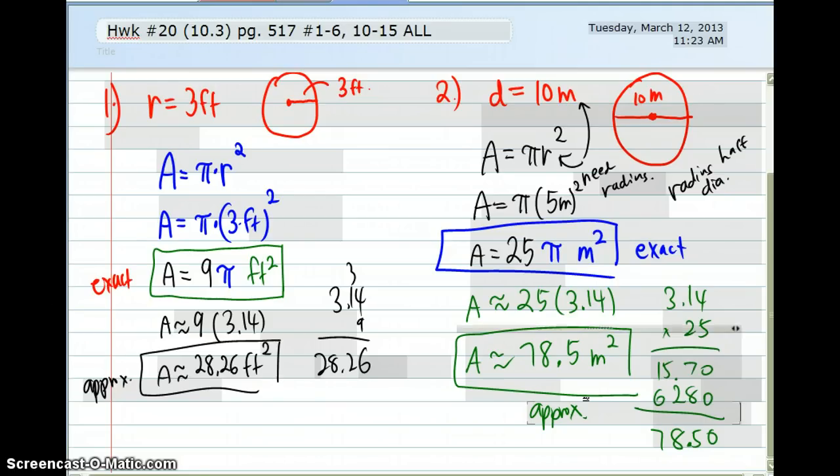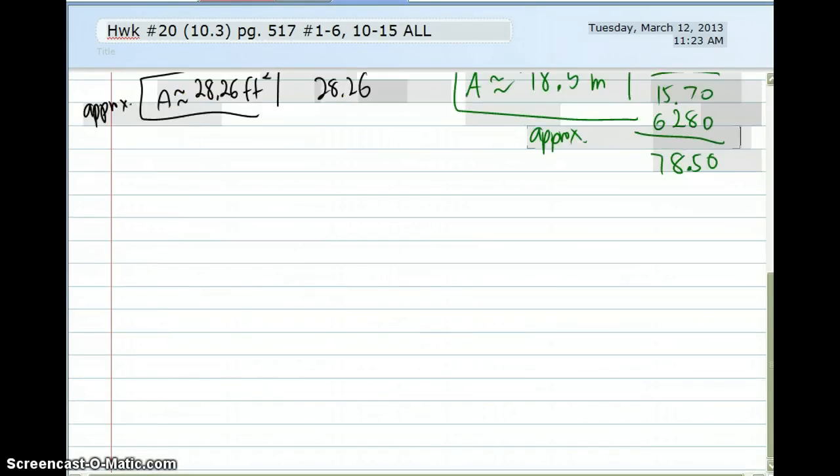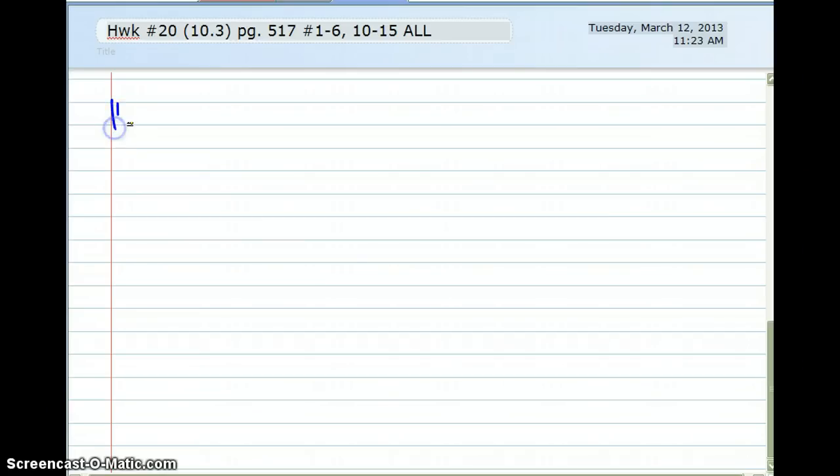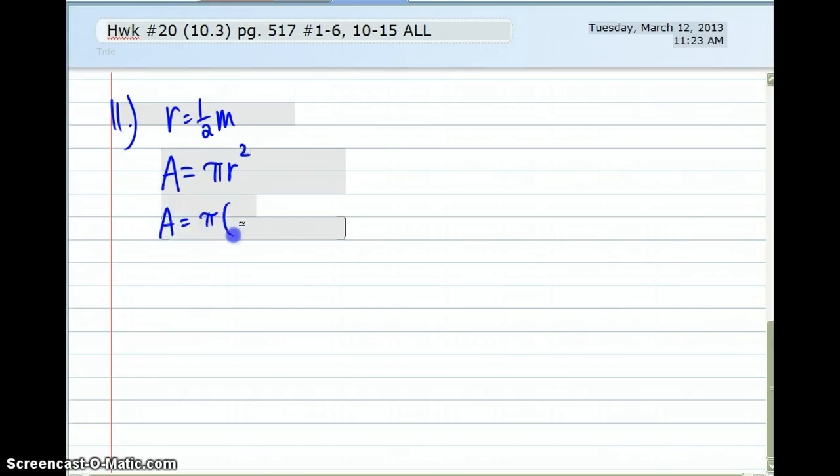Be careful with your fractions. Starting on 11 and 13, you can feel free to write it as a decimal. Okay, so actually why don't we go down and do number 11 with a fraction. On number 11, you may choose to write it as a decimal or keep it as a fraction. They tell us that the radius is half of a meter. So using the formula, area is pi radius squared. I'm going to plug in half, so pi is 1/2 to the second power.